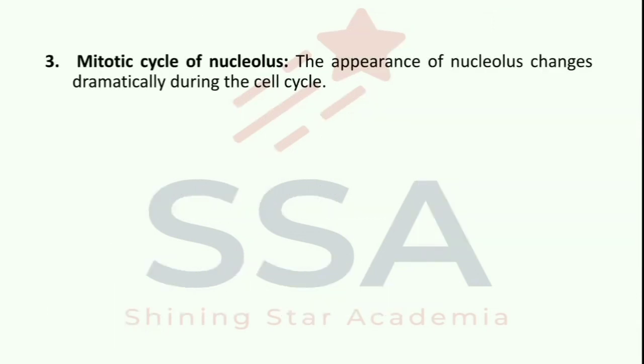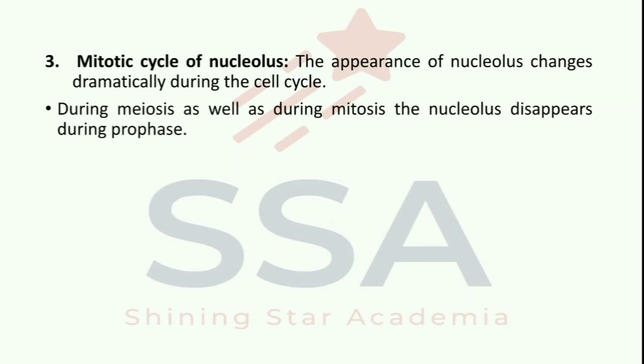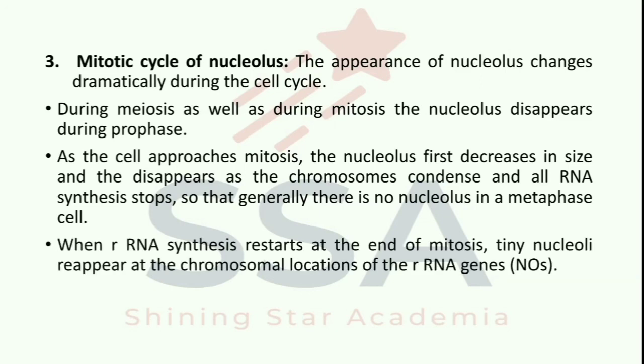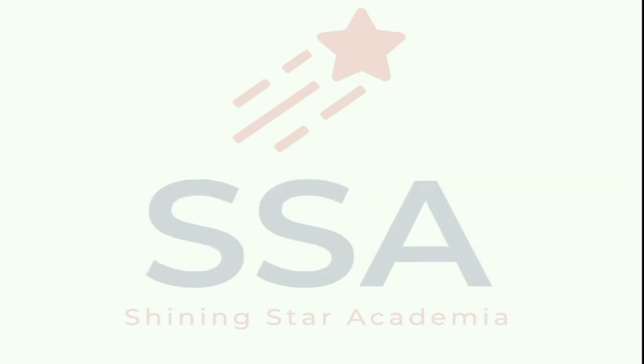Third is mitotic cycle of nucleolus. The appearance of the nucleolus changes dramatically during the cell cycle. During meiosis as well as during mitosis, the nucleolus disappears during prophase. As the cell approaches mitosis, the nucleolus first decreases in size and disappears as the chromosomes condense and all RNA synthesis stops, so that generally there is no nucleolus in a metaphase cell. When rRNA synthesis restarts at the end of mitosis, tiny nucleoli reappear at the chromosomal location of the rRNA genes.